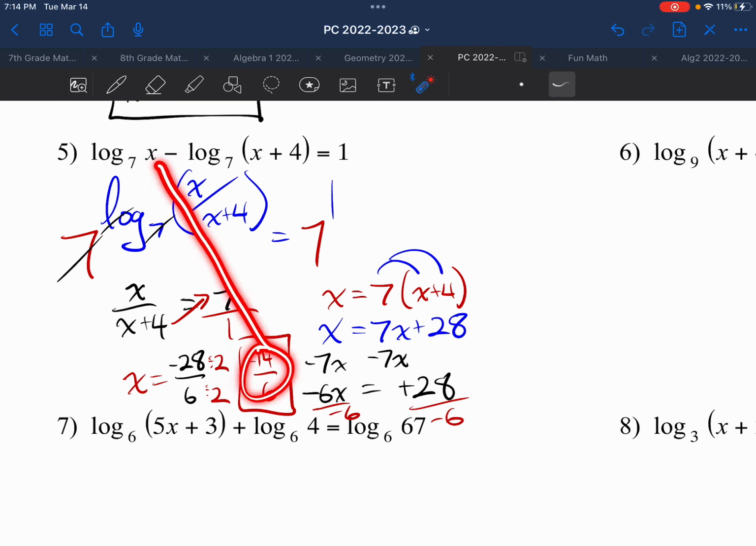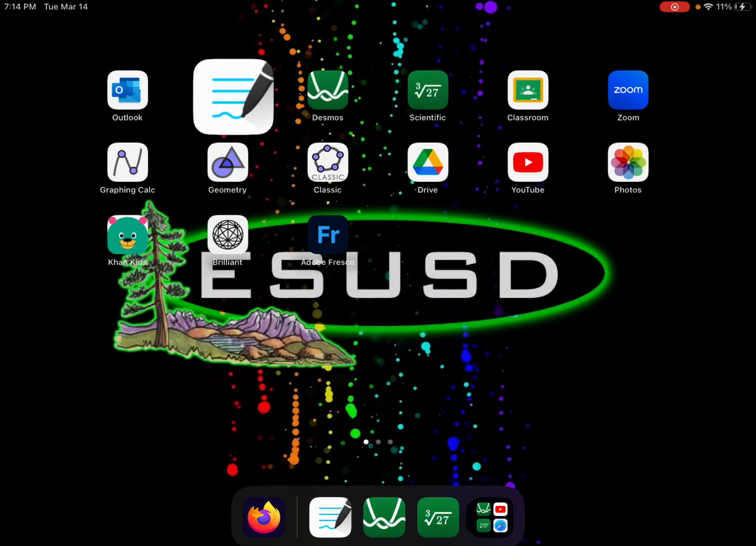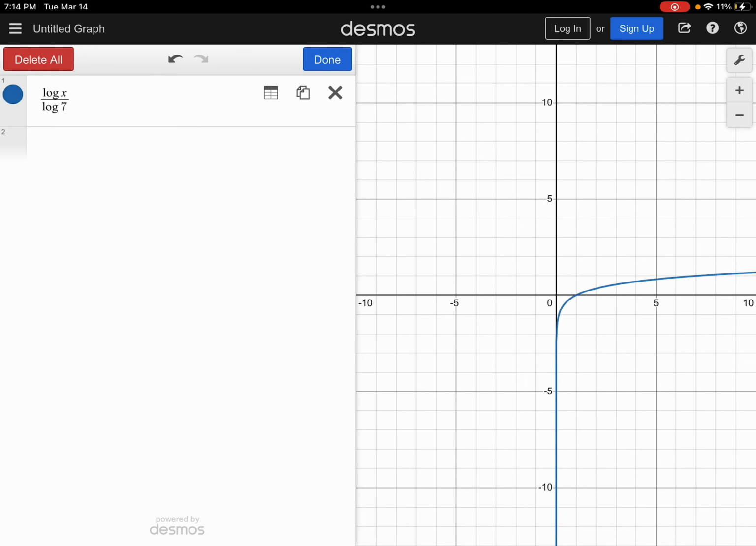This cannot be plugged into here. It's like getting down to the very end and getting 1 equals 0. It's the same thing. You can't have a negative answer and plug it into a logarithm. It's not in the domain. And if you're confused on what I'm talking about, let me give a brief explanation with a graphing calculator.